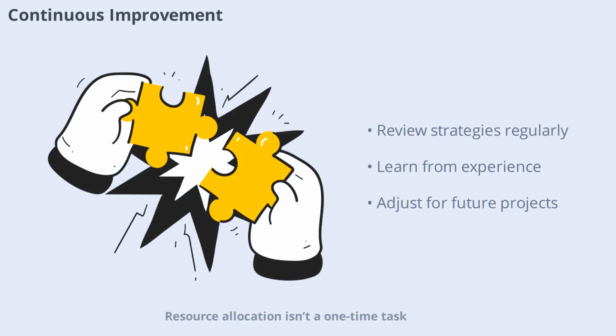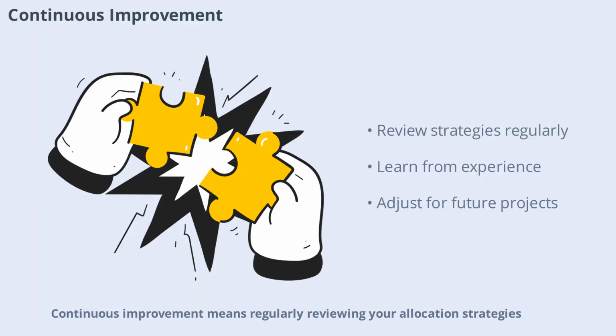Resource allocation isn't a one-time task. Continuous improvement means regularly reviewing your allocation strategies, learning from successes and failures, and making adjustments for future projects. This ongoing process helps you become more efficient and effective over time.